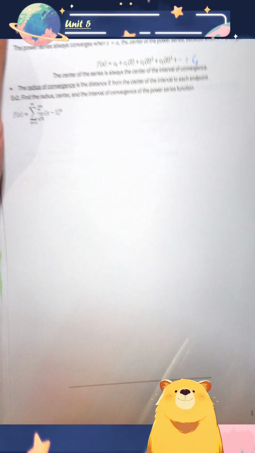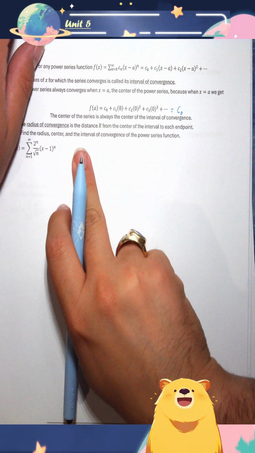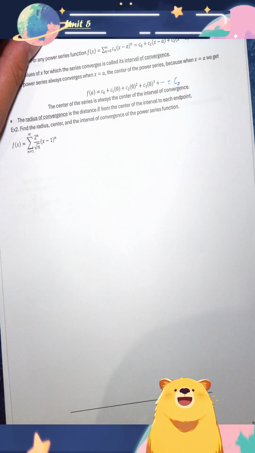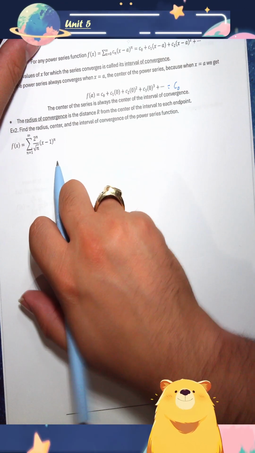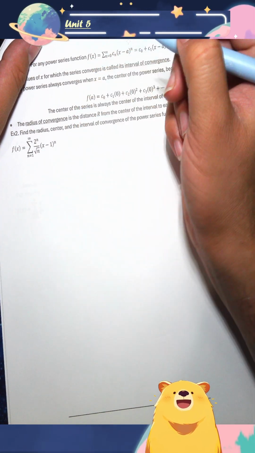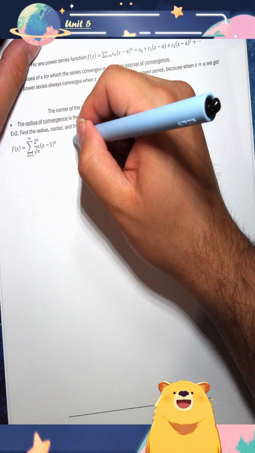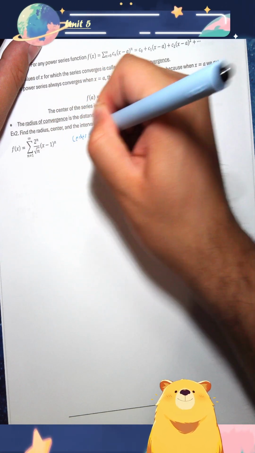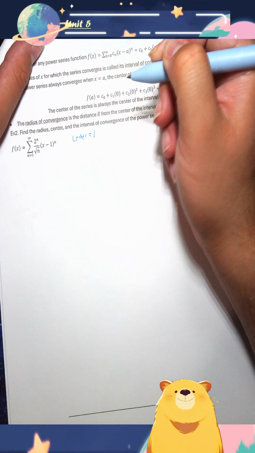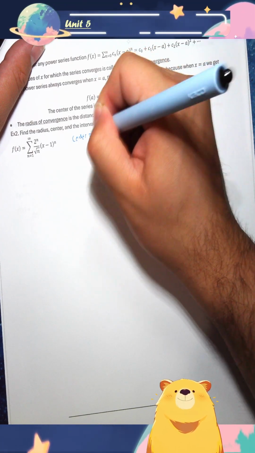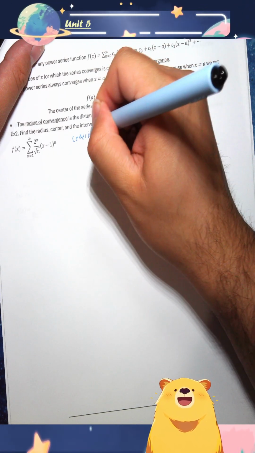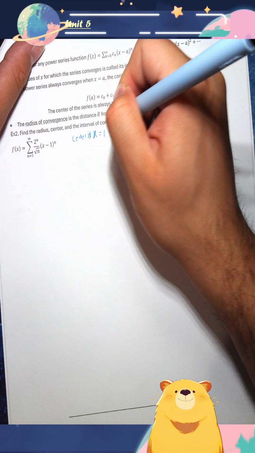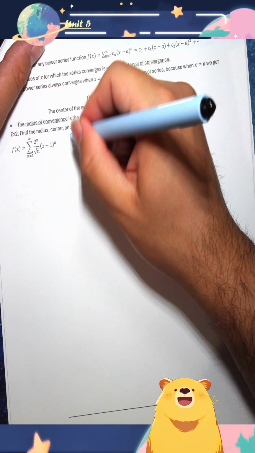Another one. Example 2. Find the radius, center, and interval of convergence of the power series function written here. Well, the center is a trivial one. It's already given. It's when x is equal to 1. So the center is when x is equal to 1. That's the first part. So then we need radius and interval.